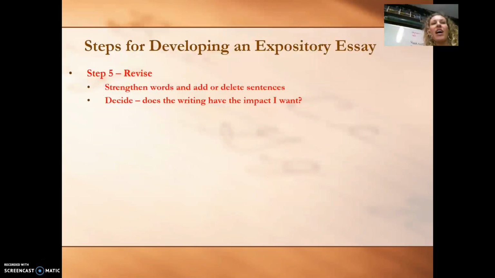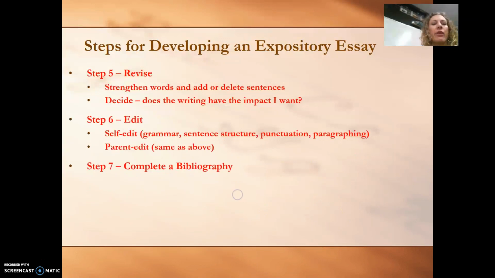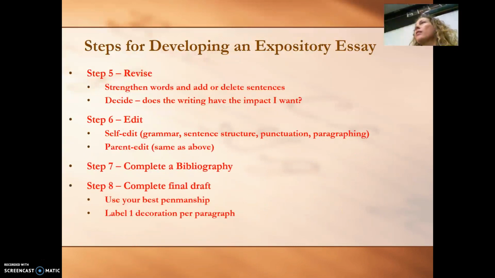Okay. All right, so your step number 5 is going to be to revise your paper. When we write a rough draft, the goal is to have something that you can then go back and improve. It's not to create a final draft that's exactly like your rough draft. That's why it's rough. So during that process, you're going to strengthen words and add or delete sentences. You're going to decide, does my writing have the impact that I want it to? What do I want to change?